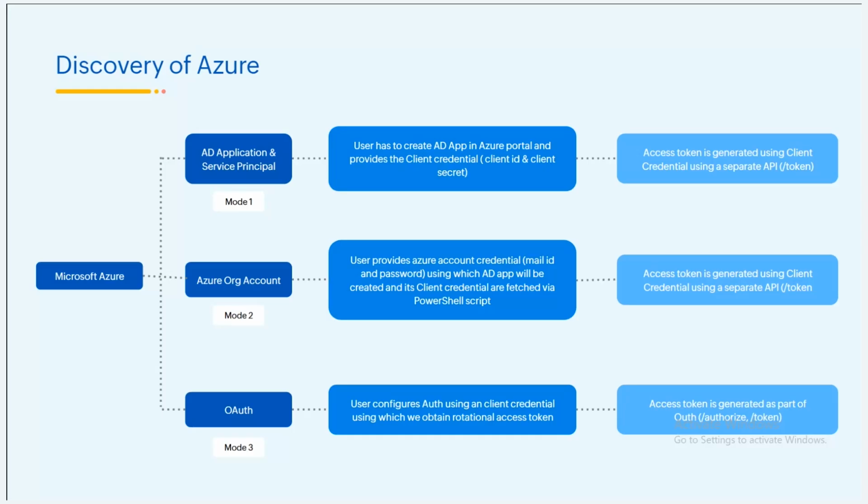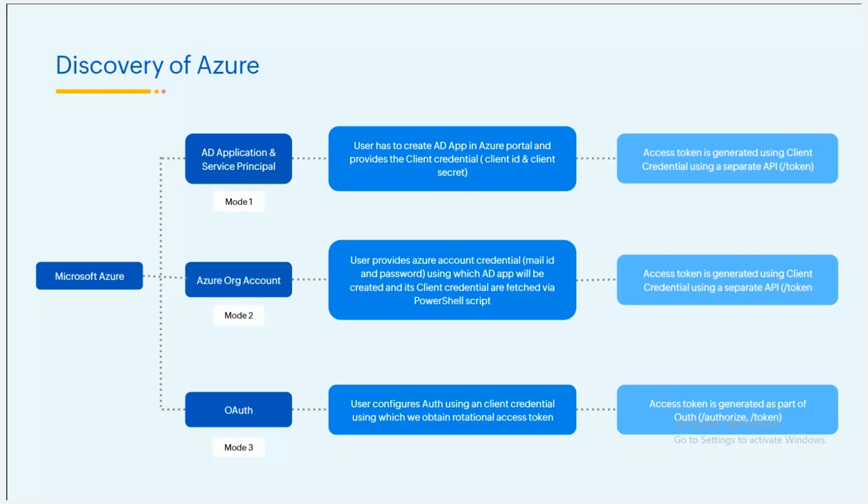The second mode is Azure Organizational Account. In this mode, you provide your Azure account credentials, which are your email and password. Applications Manager then automatically creates the AD application, retrieves its credentials via a PowerShell script, and uses the generated access token for authentication and data collection.